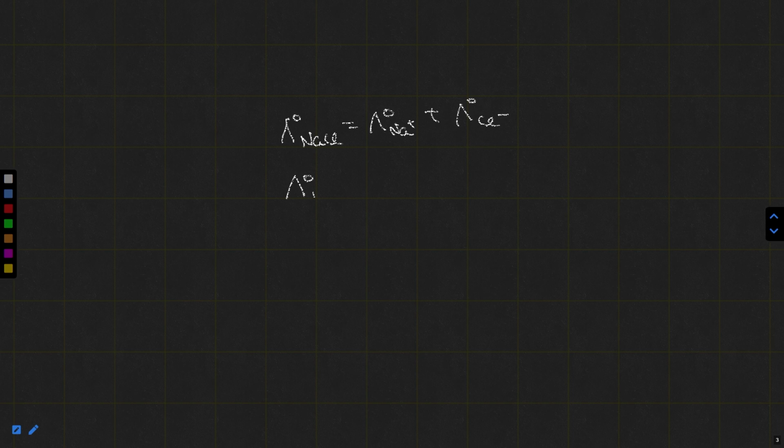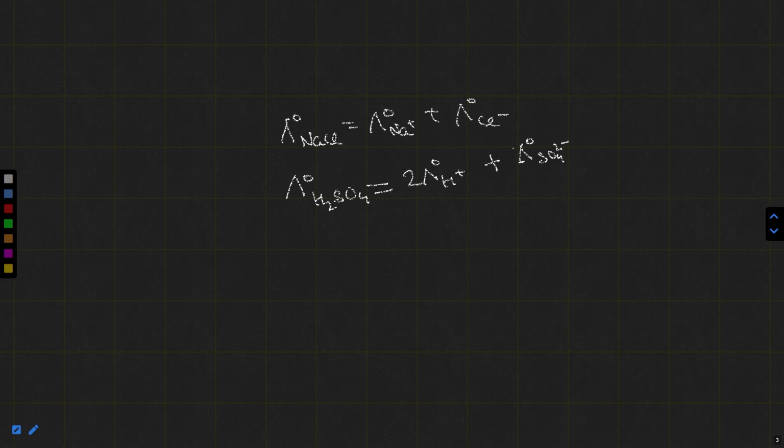Again, we can have H2SO4. The thing to notice here is that we will write 2 lambda naught H plus. Why? Because hydrogen has 2 equivalents in this H2SO4, and for SO4 2 minus, 1 is present. We should not write it explicitly, as it is understood by writing it this way only. Okay, so this is our Kohlrausch's law.